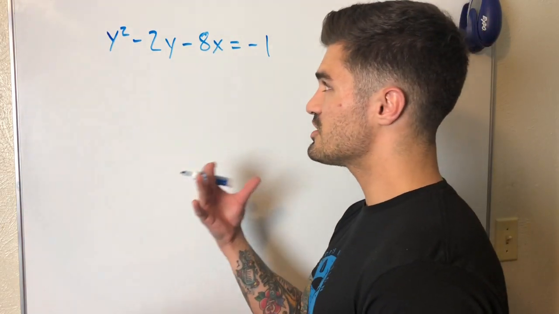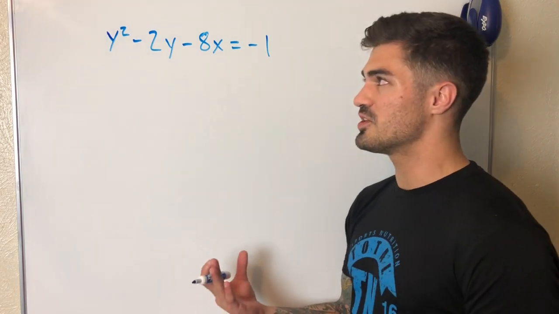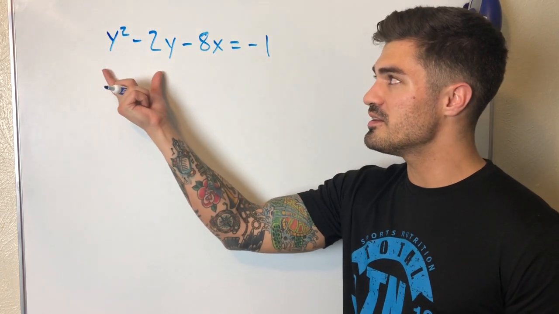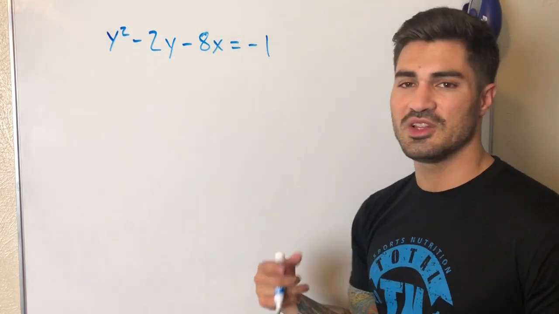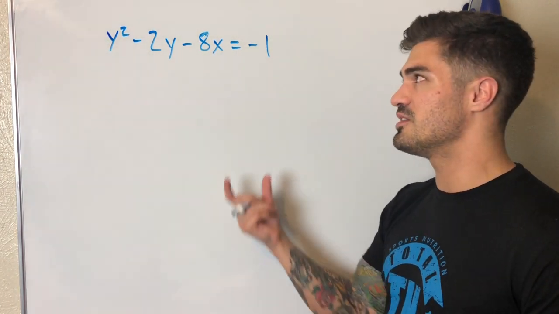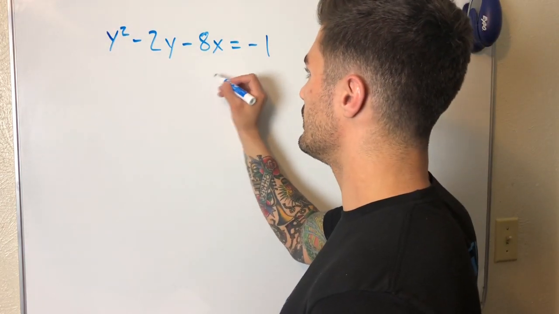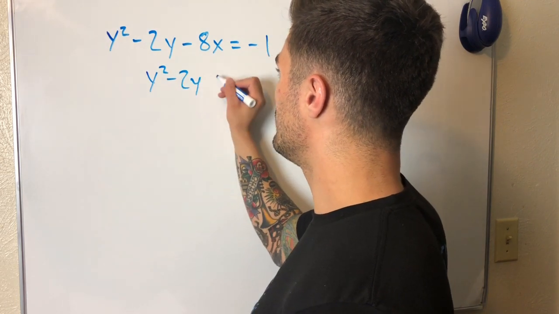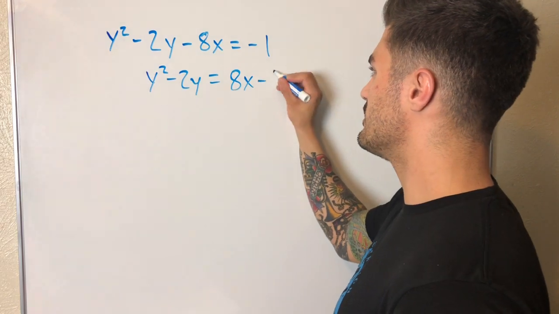So same process, I'm going to complete the square, but unlike with the circle example, I only have to do this once because I only have one term that's squared. So I can tell that since my y is squared, I'm going to have something that opens left or right, because that's the general form this is going to end up in. The x is going to be over here. I guess I can go ahead and move it to the right. So y squared minus 2y equals, I add 8x to both sides, I have 8x minus 1.